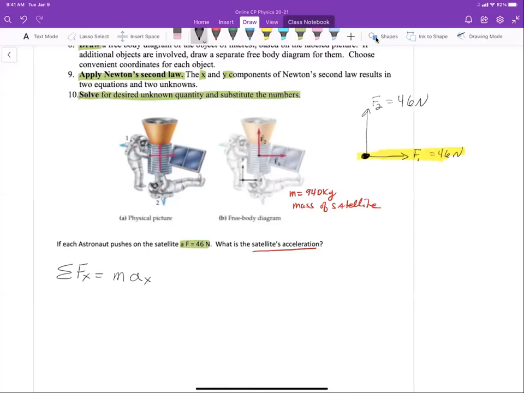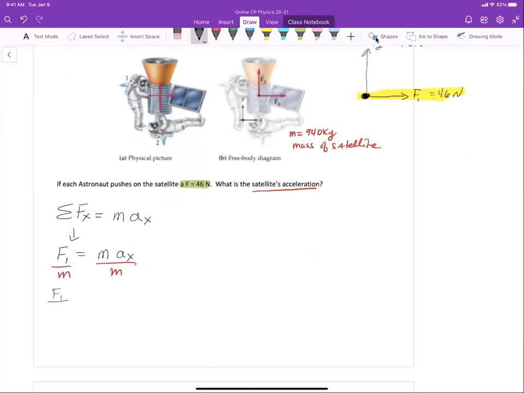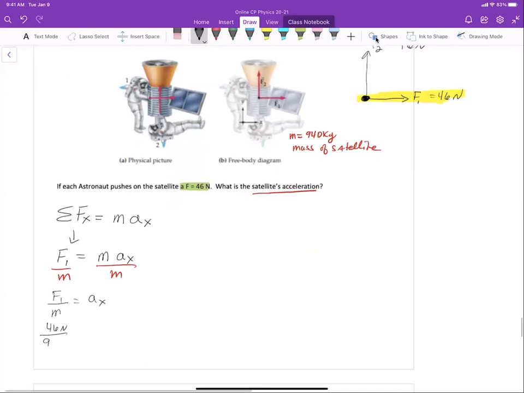I only have one. So the sum of all the forces, I've got to add up all the forces. So F1 is positive, it's to the right. I don't have to add any other forces because there are no other forces in the x direction. That is equal to the mass of the satellite times the acceleration in the x direction. So if I solve for acceleration in the x direction, I can divide both sides by m, and I get that F1 divided by m is equal to the acceleration in the x direction. That was 46 newtons divided by 940 kilograms.